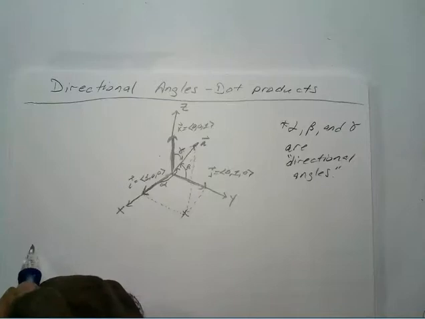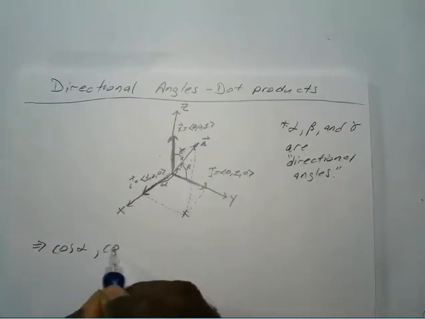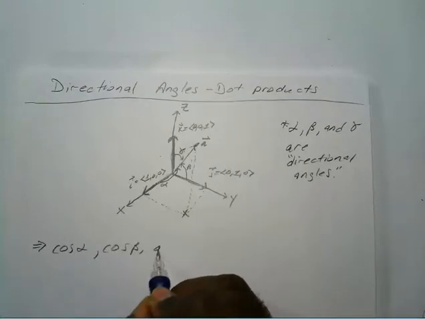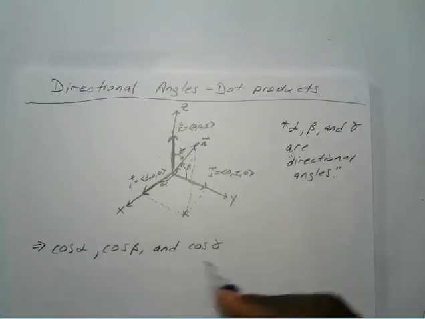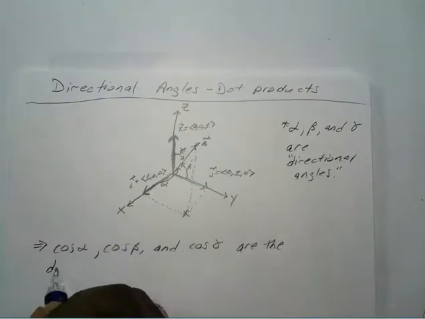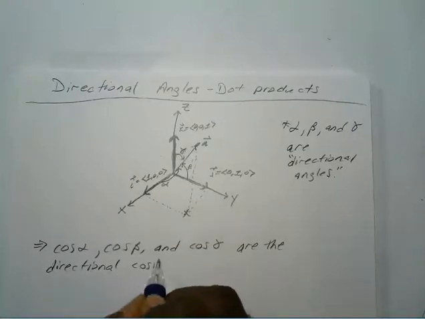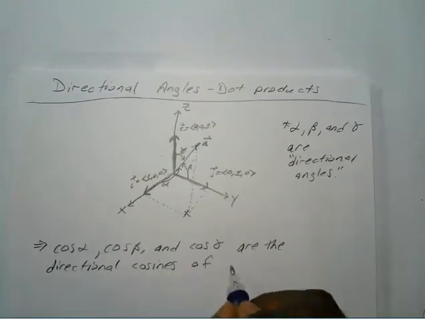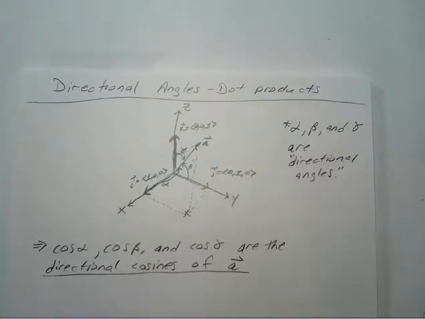Now cosine of alpha, cosine of beta, and cosine of gamma are called the directional cosines of our vector A.